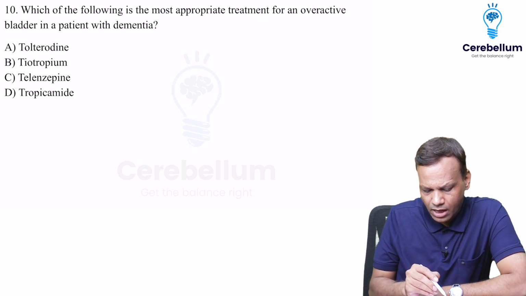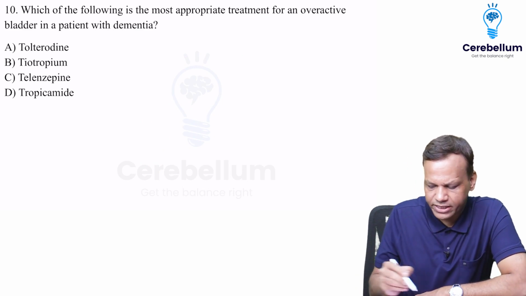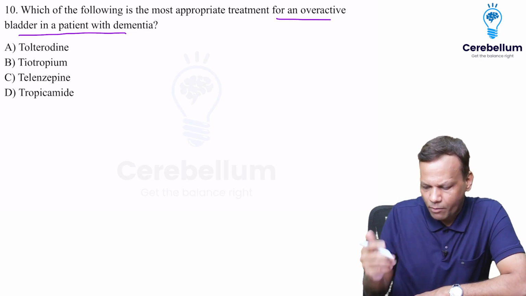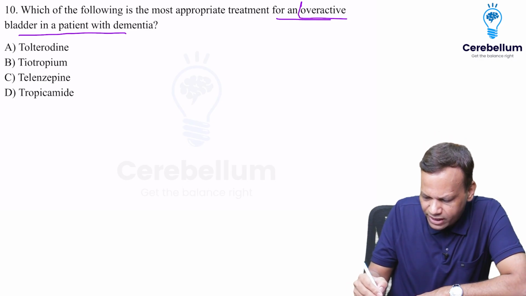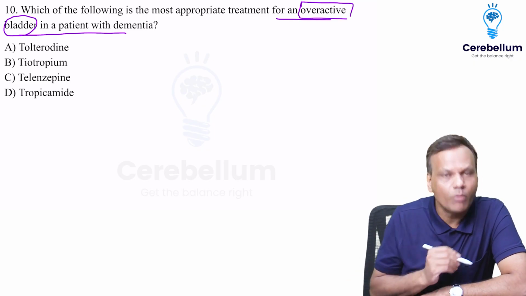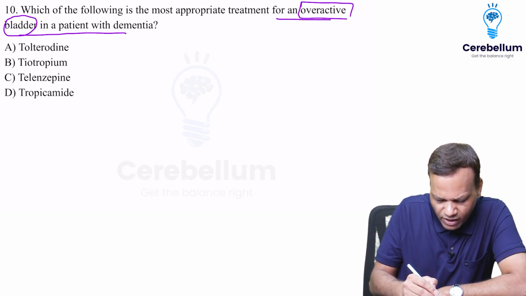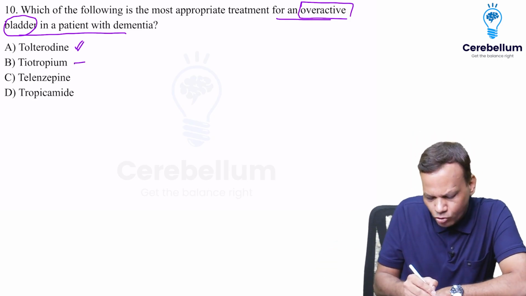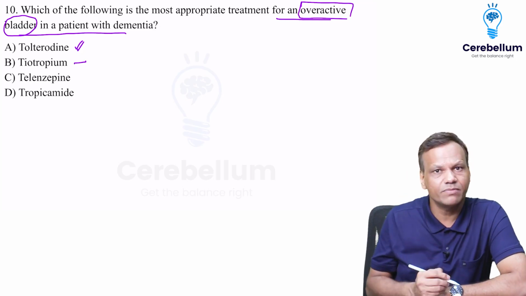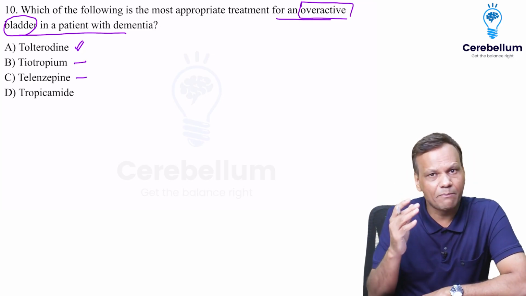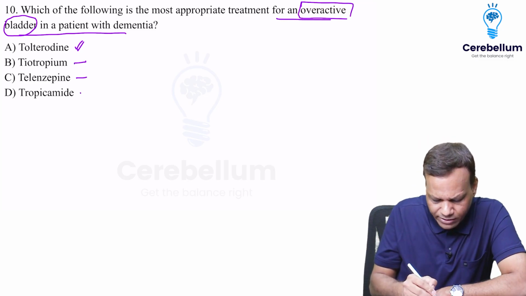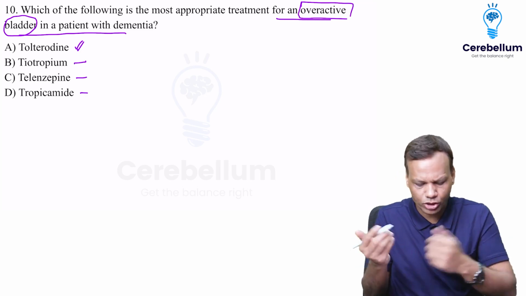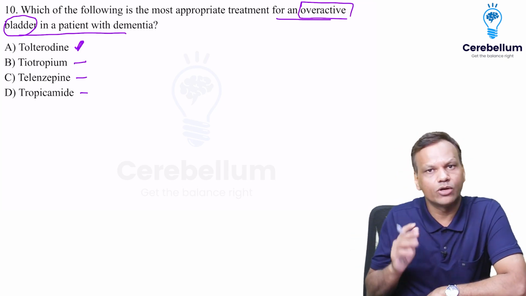Okay, next question. Which of the following is the most appropriate treatment for an overactive bladder in a patient with dementia? Now, important thing, first of all, we need to see which drugs are used in overactive bladder from the options. If you see the options, only one drug, tolterodine, is specifically used for the bladder. Other drugs like tiotropium is an inhalational drug for asthma, pirenzepine is an M1 blocker for peptic ulcer, and tropicamide is used as eye drops for producing mydriasis. So the other three drugs are not used. So the answer will be tolterodine here.